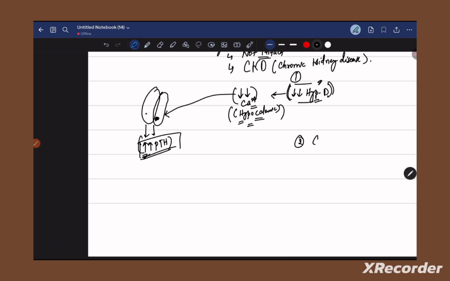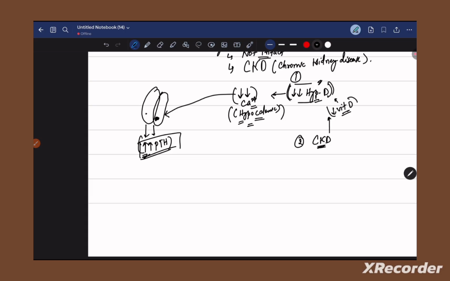The second cause would be that the patient is a CKD patient. Okay, in a CKD patient there is insult in the kidney. What will happen? There will be decreased vitamin D synthesis. You know that because the kidney is important for the conversion of 25-hydroxycholecalciferol to 1,25-dihydroxycholecalciferol. So when it is a CKD patient, there is insult in the kidney, it is not working properly, so there will be decreased vitamin D synthesis. So then it will go as this: decreased vitamin D, decreased calcium, hypocalcemia, and increased PTH secretion.